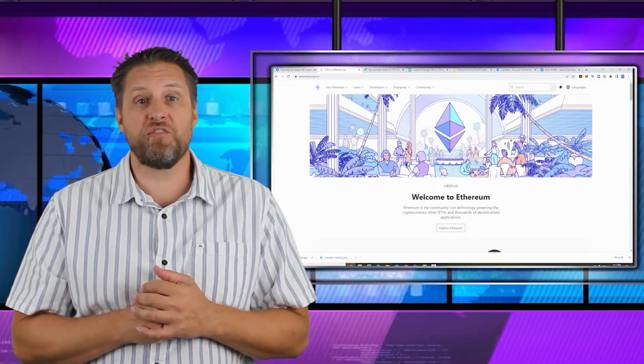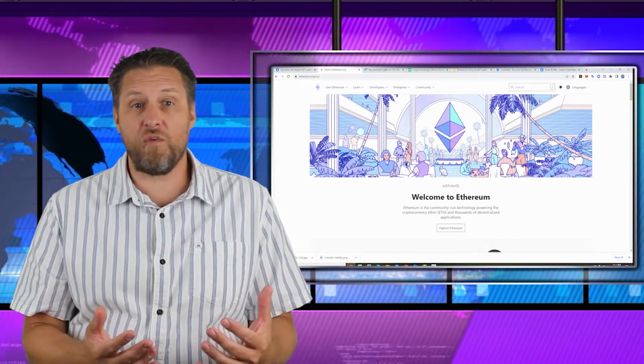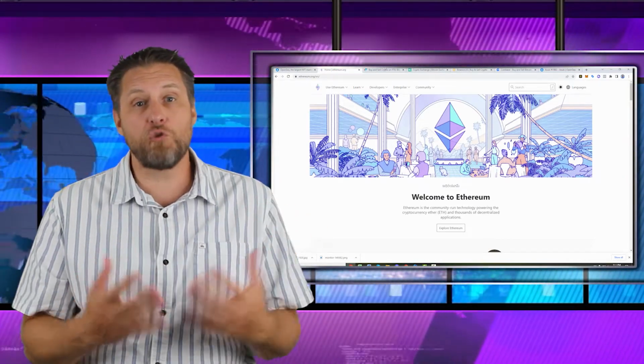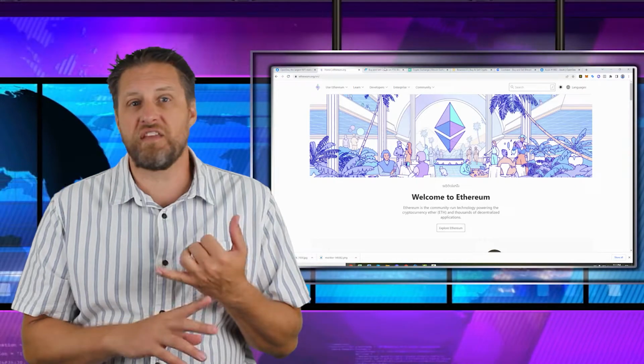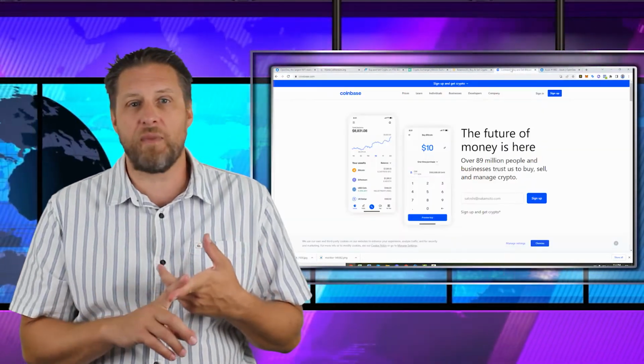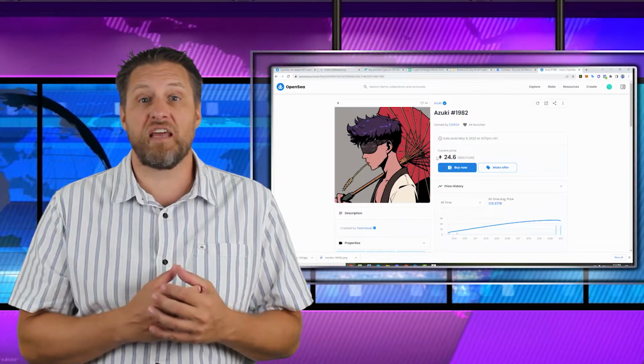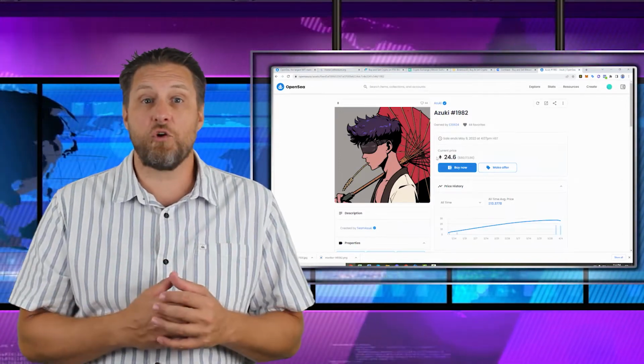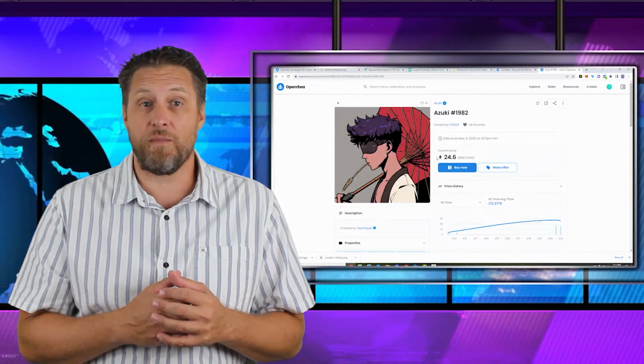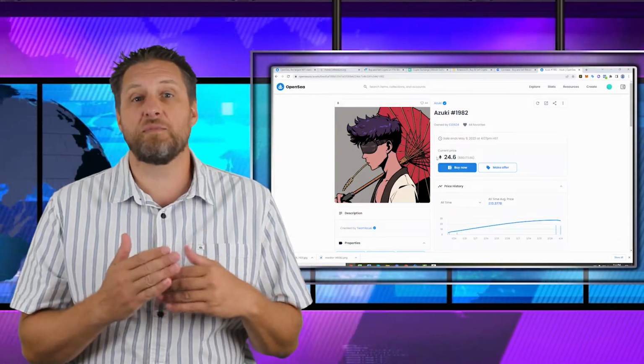First off is traditional Ether tokens. These are the most common form of Ethereum. This is what you get from most crypto exchanges. If you use FTX, KuCoin, Binance, Coinbase, you're getting traditional Ethereum. It's also the main token that's used to purchase NFTs on OpenSea, and it's the token that's used for paying gas on the Ethereum network. So you always want to keep some of this in your wallet.